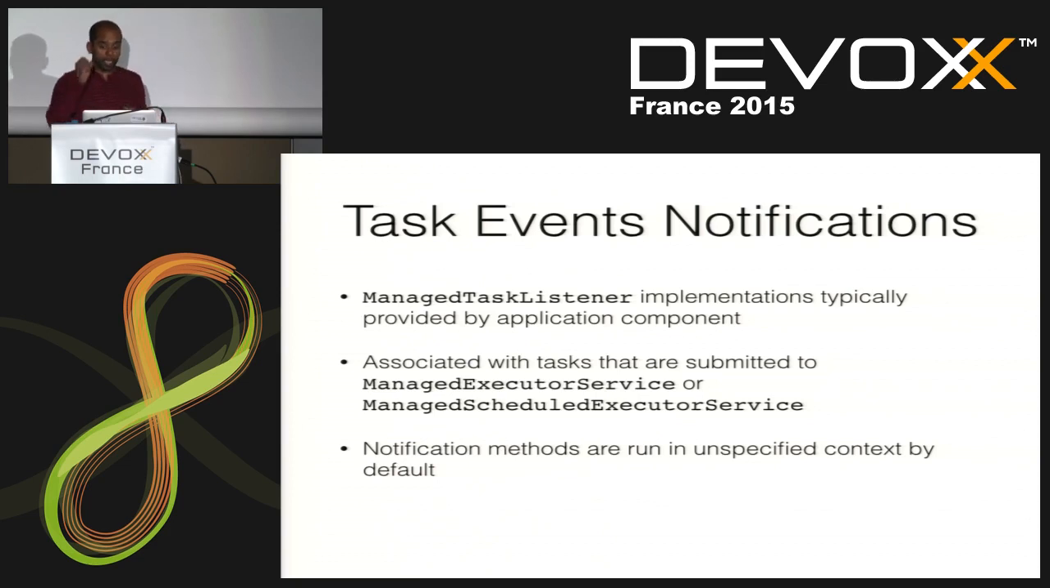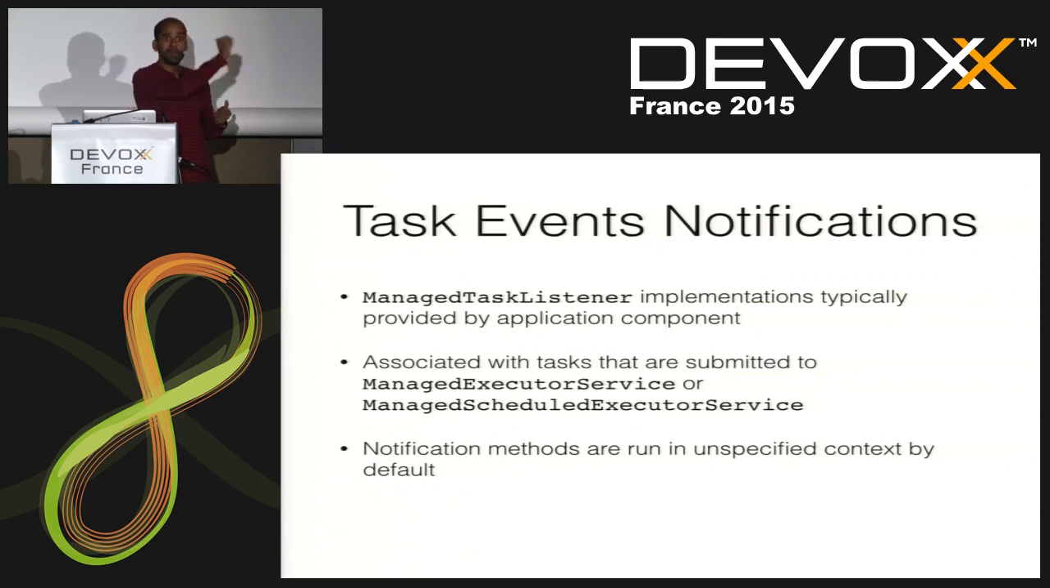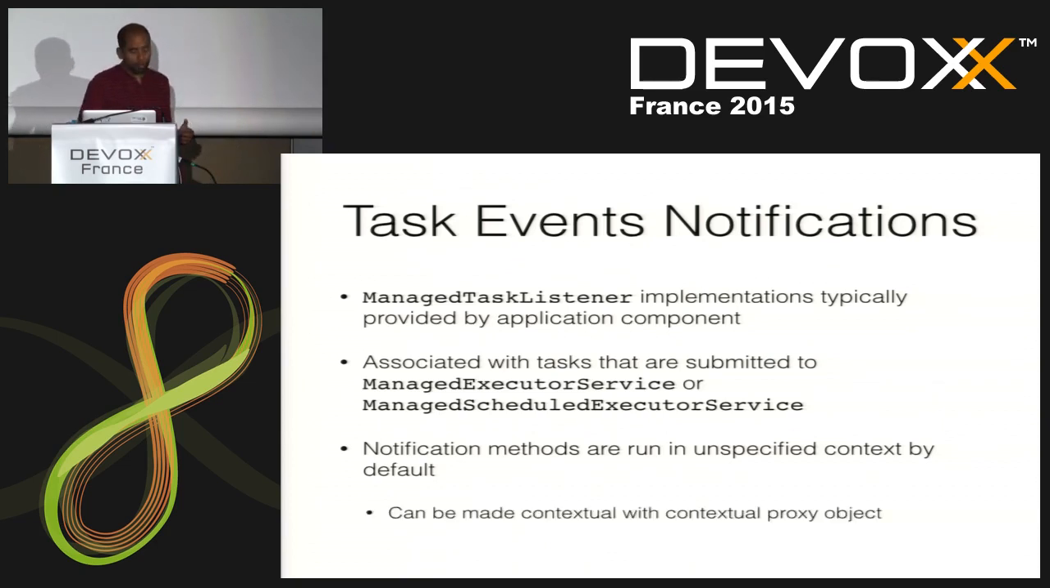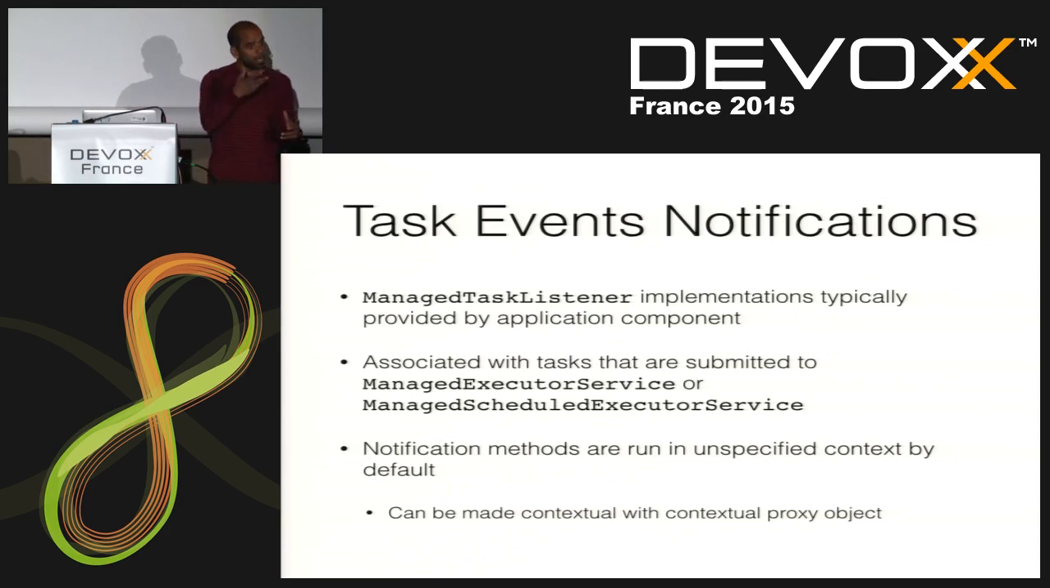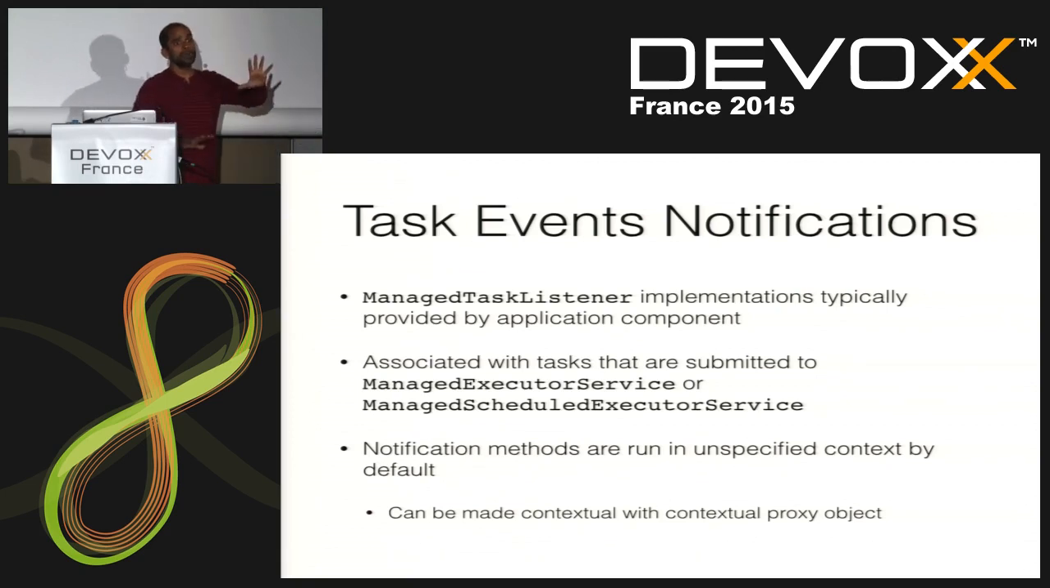Now the notification methods by themselves are run in an unspecified context. They don't run in the context that was captured. For example, you have a managed executor service that's going to run in the context of the calling thread, but the notification itself will not run in that same context. However, you could use a contextual proxy object, and that's sort of an advanced use case where for some reason you want to run that in the same context. Let's say you are running a complex banking transaction. You want the logging to happen only if the user is in the right context. So you may use a contextual proxy object, capture it at one place, use it in the managed task listener, and then you have the same security identity available in the managed task listener as well. So that's the complex use case I was talking about earlier.